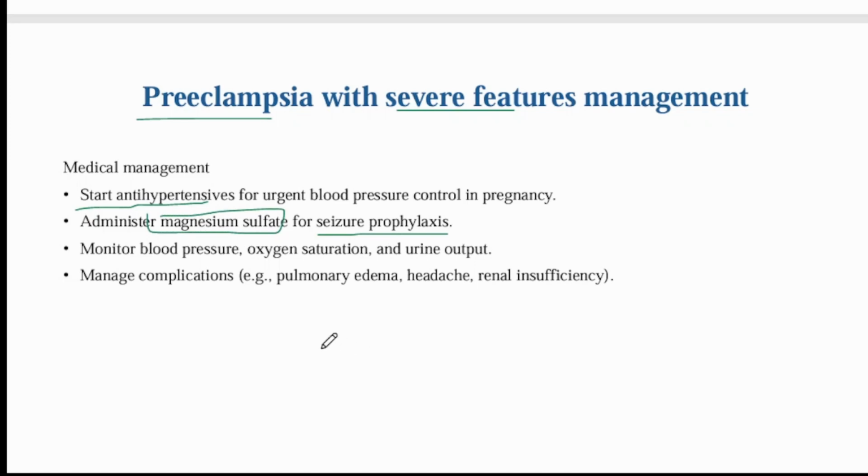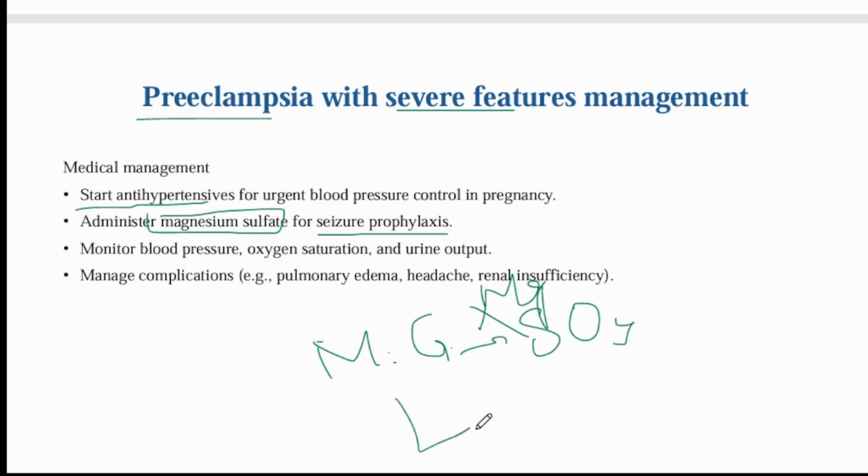An important point here is that if the person has myasthenia gravis, then magnesium sulfate is contraindicated. So what do we give a patient with preeclampsia with severe features who also has myasthenia gravis? We give her valproate. So, valproate in myasthenia gravis.